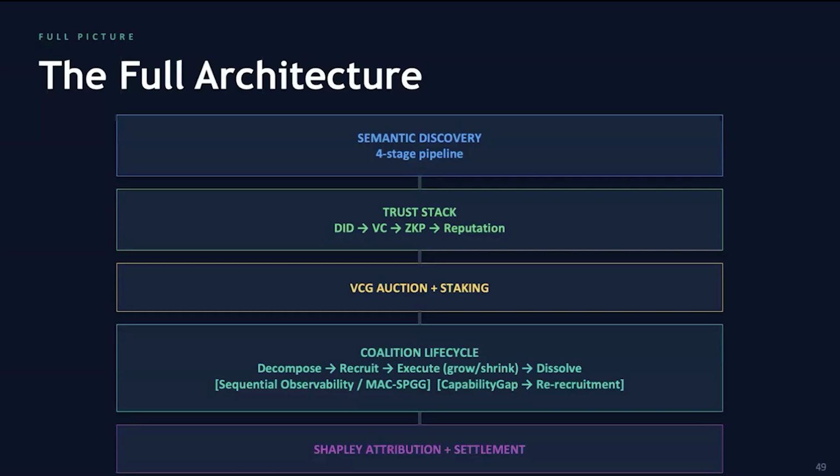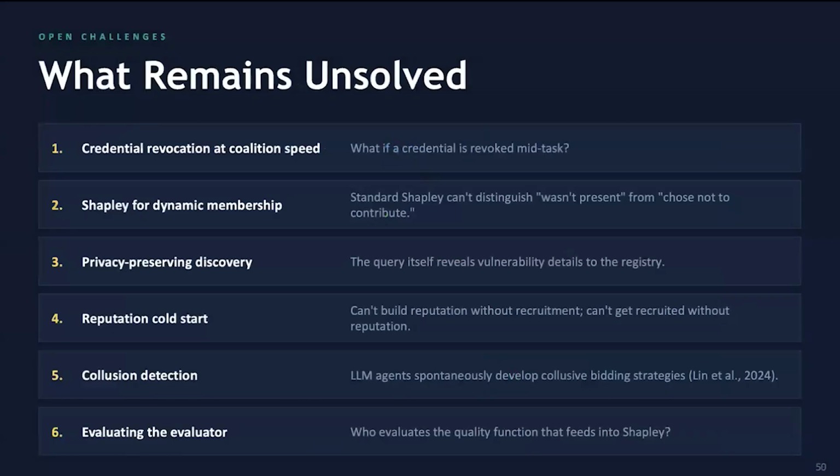There are many others. And then once you have this, you go into the coalition life cycle. You decompose, find some problems, recruit people, execute, and then grow or shrink. Maybe one of the agents finds another capability gap and reports it back to the orchestrator. That orchestrator then goes back to stage one, semantic discovery, trust stack, and keeps going, and eventually dissolves the coalition. Then you need to do the credit attribution at the end with techniques like Shapley values, at the very bottom: Shapley value attribution, and then settlement, where the escrow account and resources are all resolved. Okay, so there are a lot of unsolved problems here.